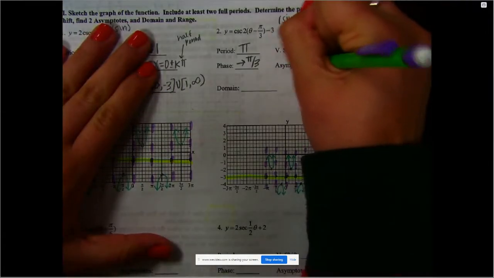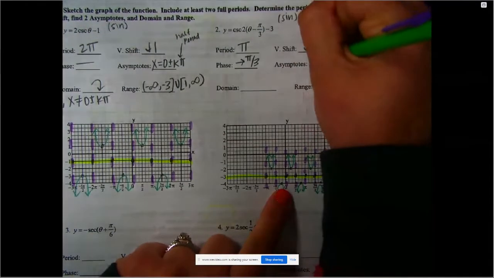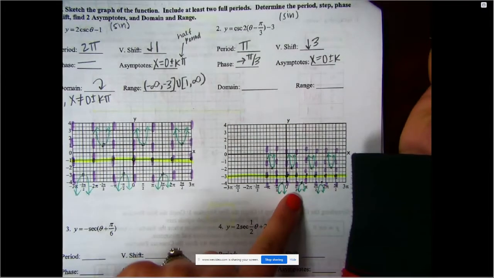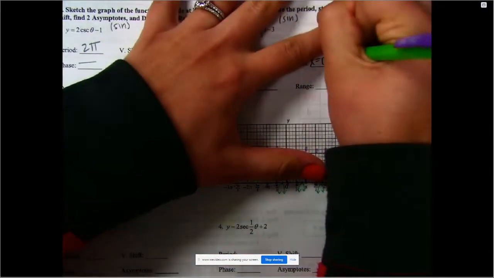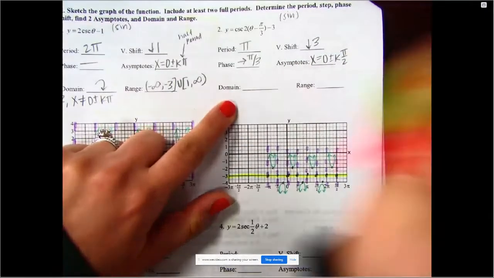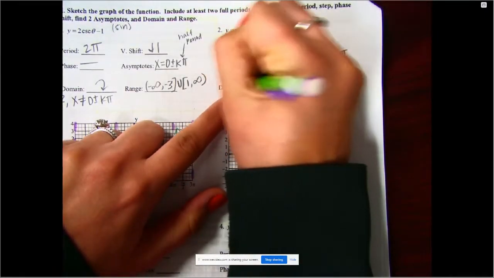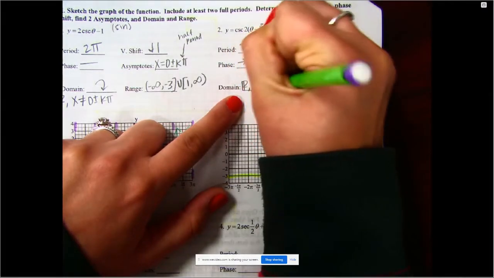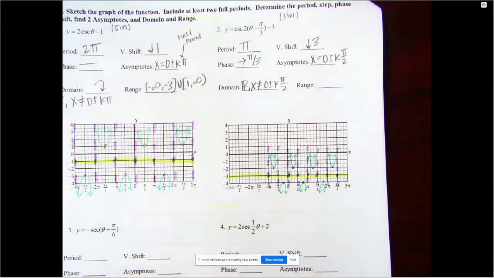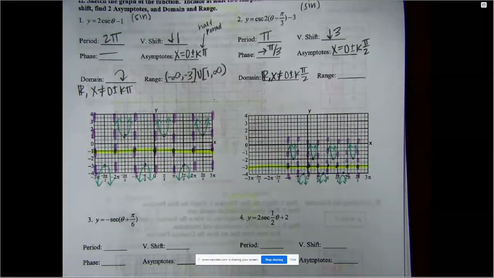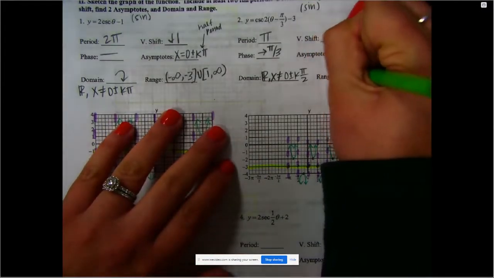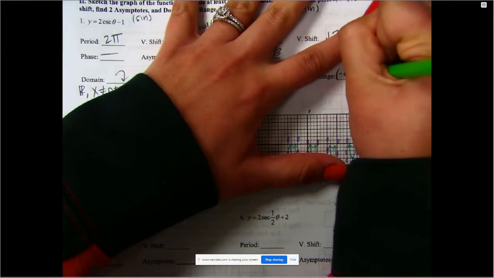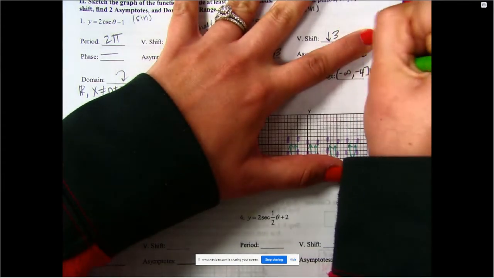Asymptotes. X equals, there's one at 0. I love that. Plus or minus k. And then how far apart are they? Half the period, pi over 2. Domain, all real numbers except where that asymptote is. And then for the range, negative infinity, and then we skip from -4 to -2, and then all the way up to infinity.